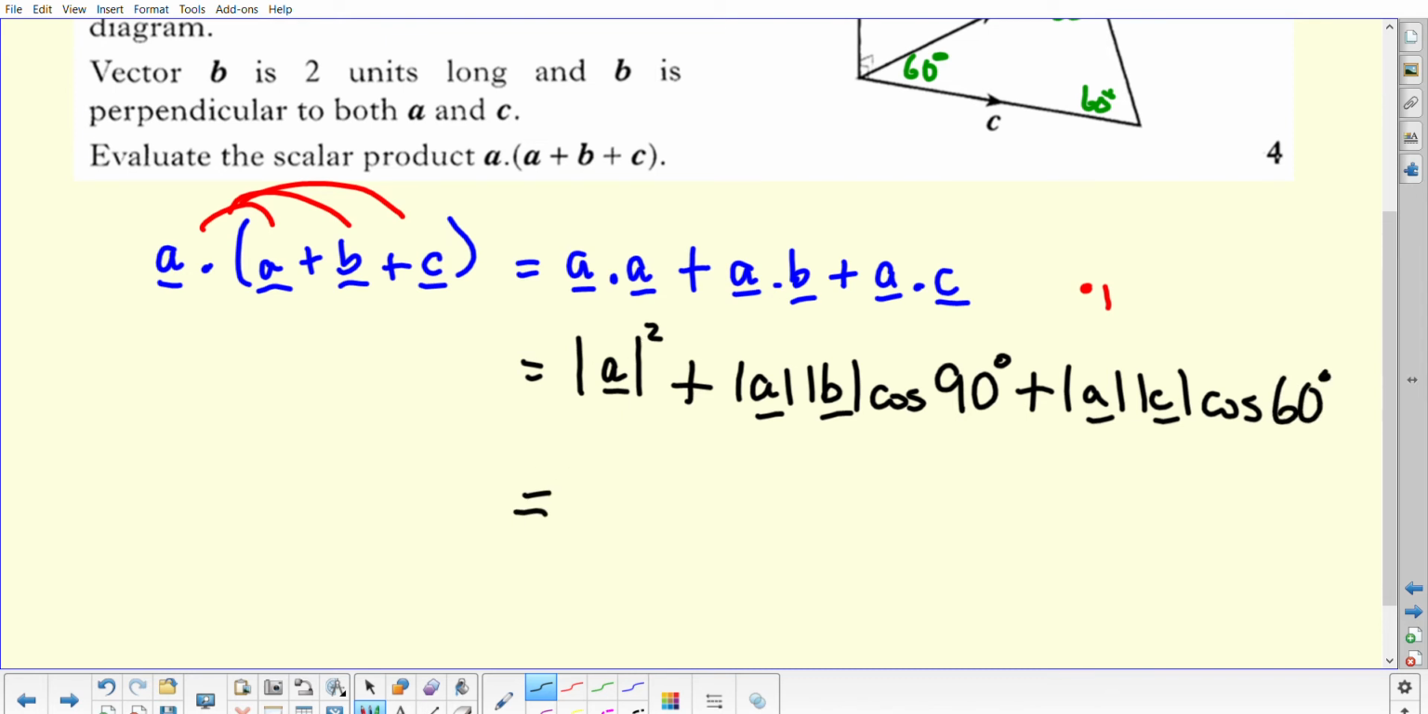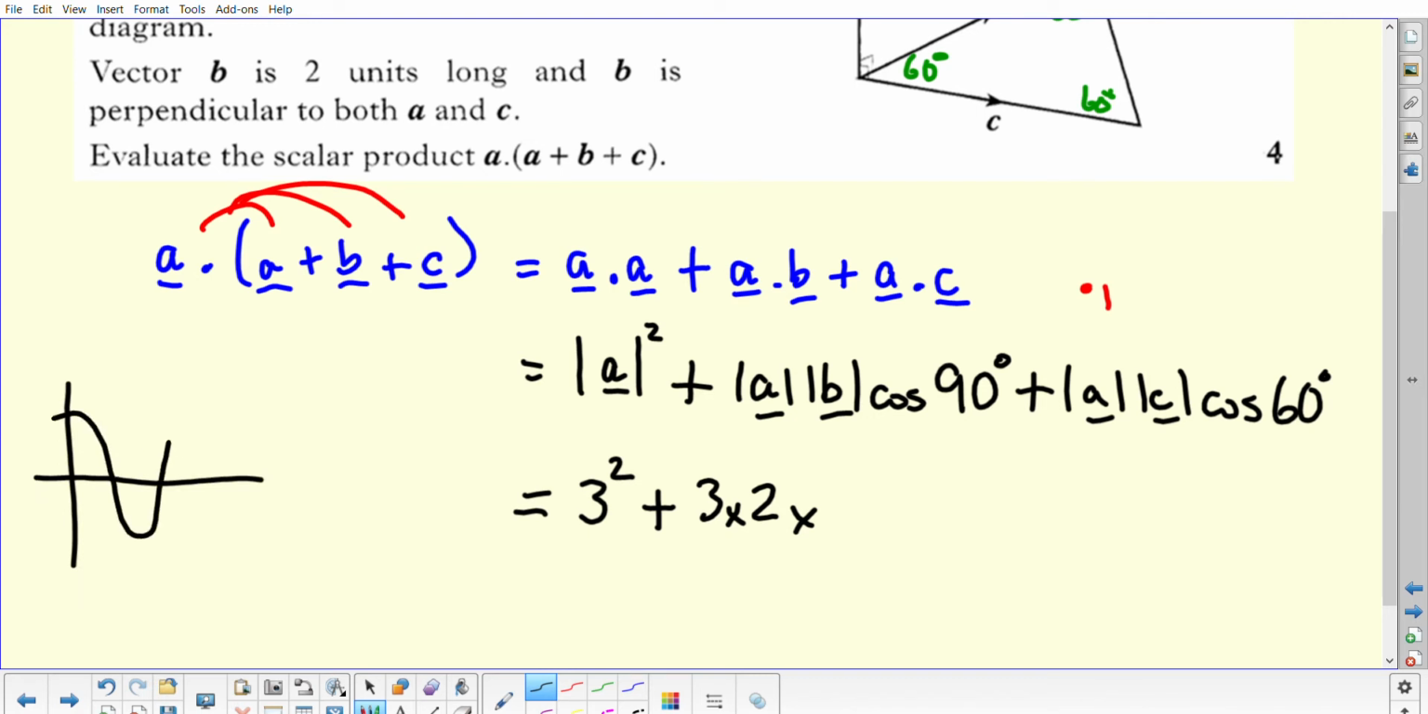So from our numbers in, or the information, the magnitude of A was 3, so you're doing 3 squared. The magnitude of A was 3, and that's getting multiplied by the magnitude of B, which is 2, and the cos of 90. This was an unknown calculator paper, so just in case you can't remember, you could always draw the graph to help you. Remind yourself that at 180 you're down at -1, so this point here would be 90, so the cos of 90 is clearly 0.